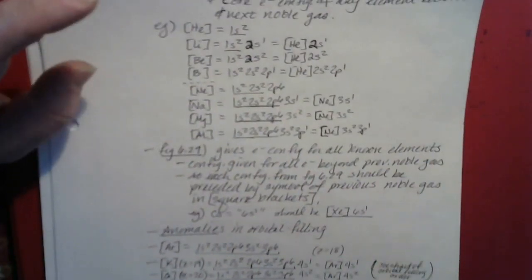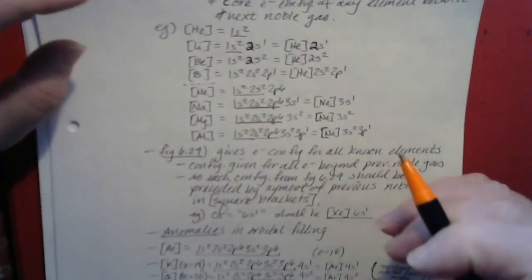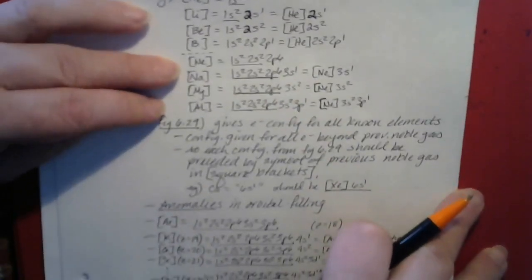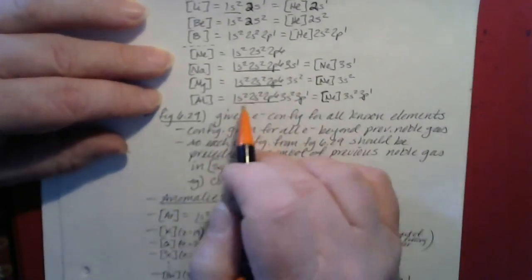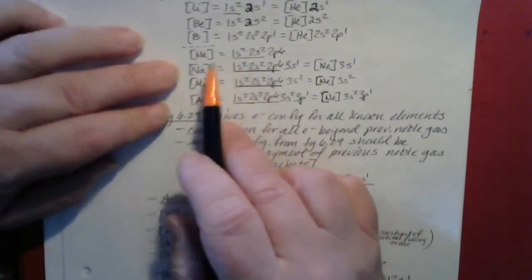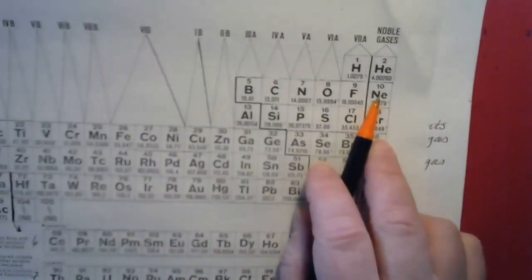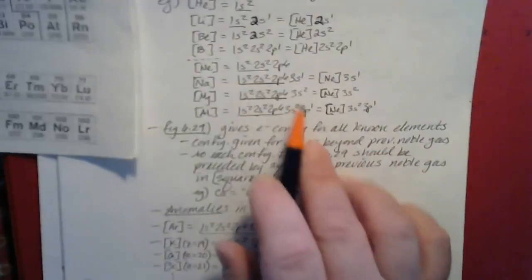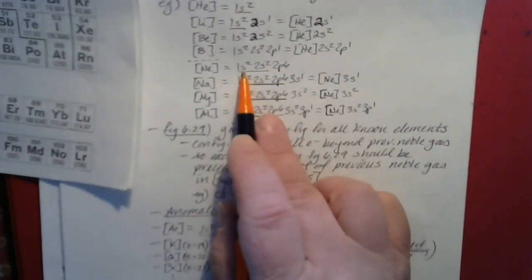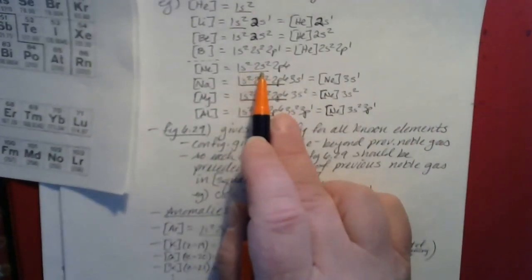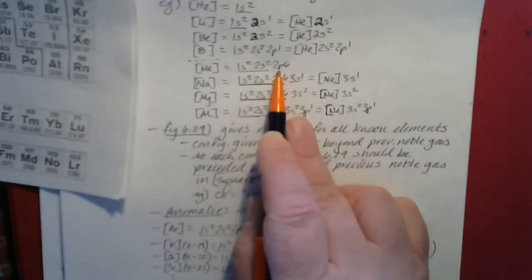As you go down the periodic table and the electron configurations get longer and longer, you can save more and more work by doing this. But for instance, without going into really long examples, neon, which is atomic number 10 here in the periodic table, has the electron configuration, as we saw a moment ago, of 1s2, 2s2, 2p6.